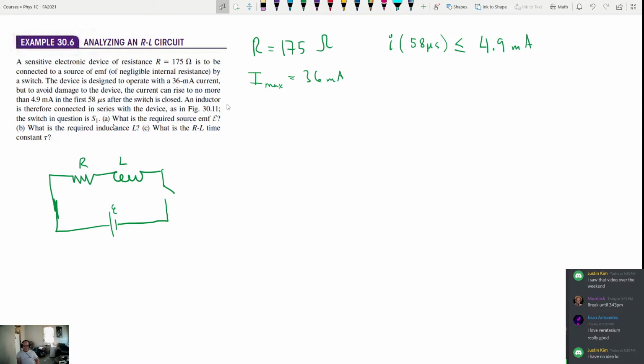The switch in question is S1. What is the required source EMF E? So we want to find what E is equal to in part A. In part B, it says what is the required inductance L? And finally, what is the RL time constant? So what is tau equal to?